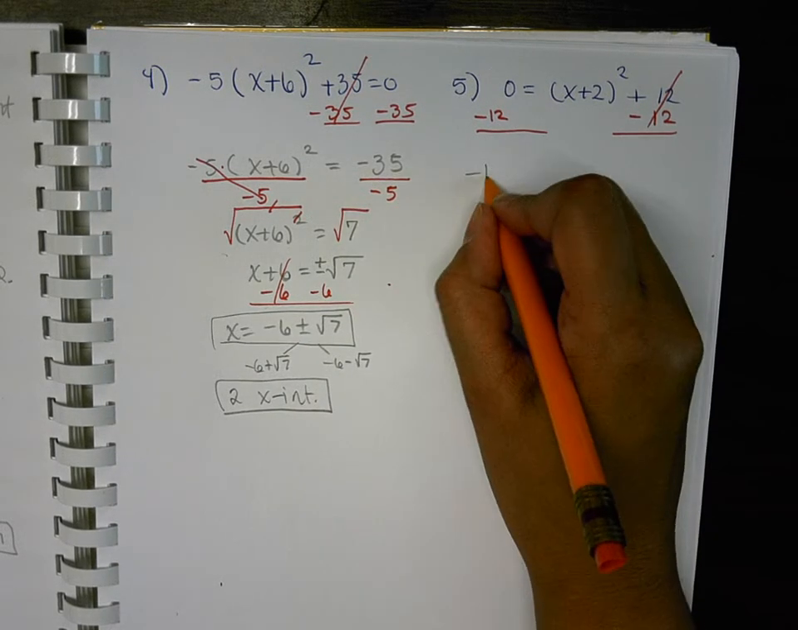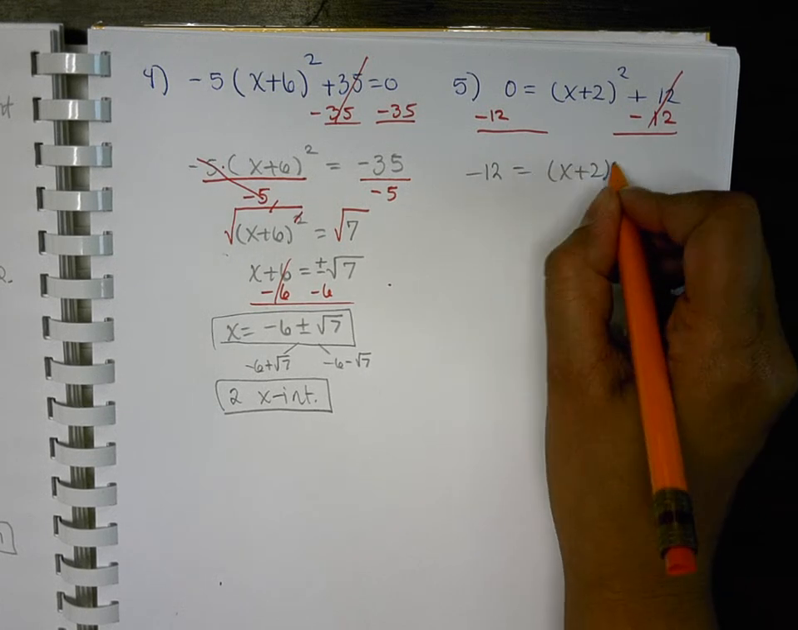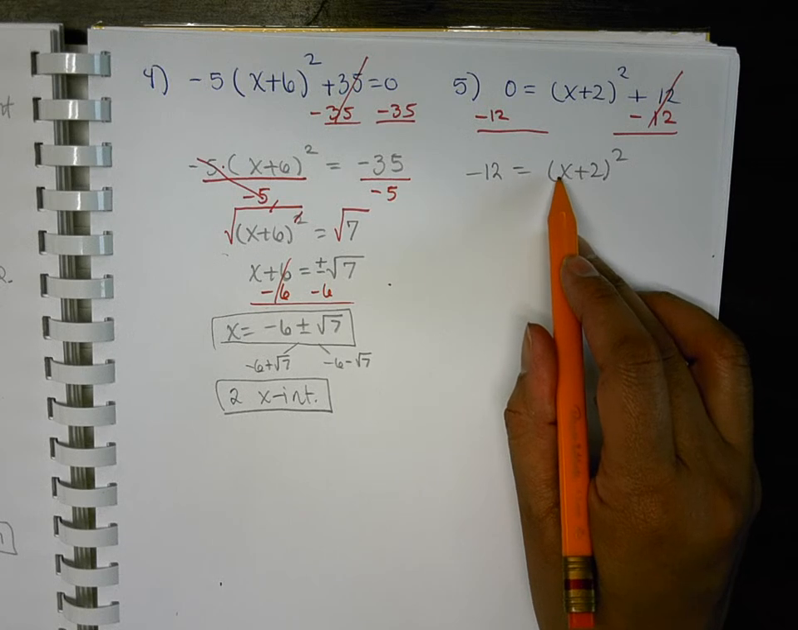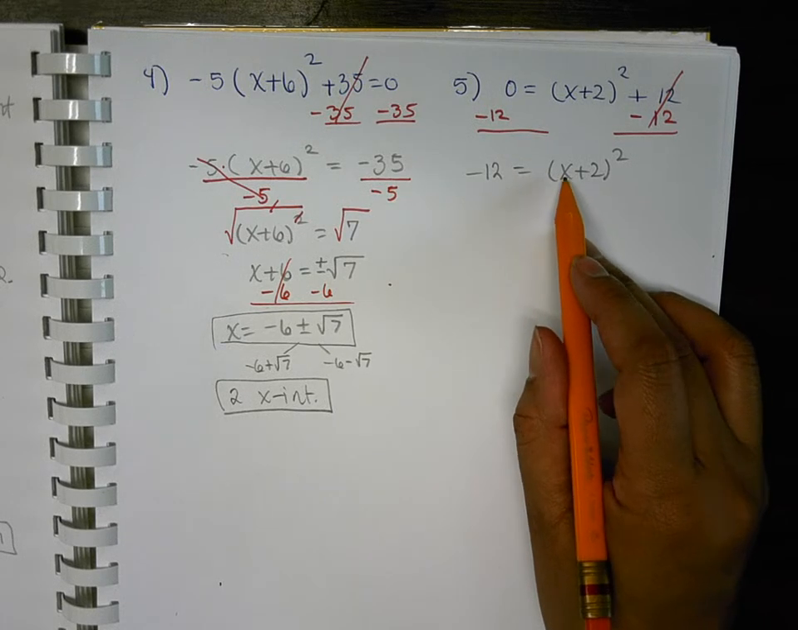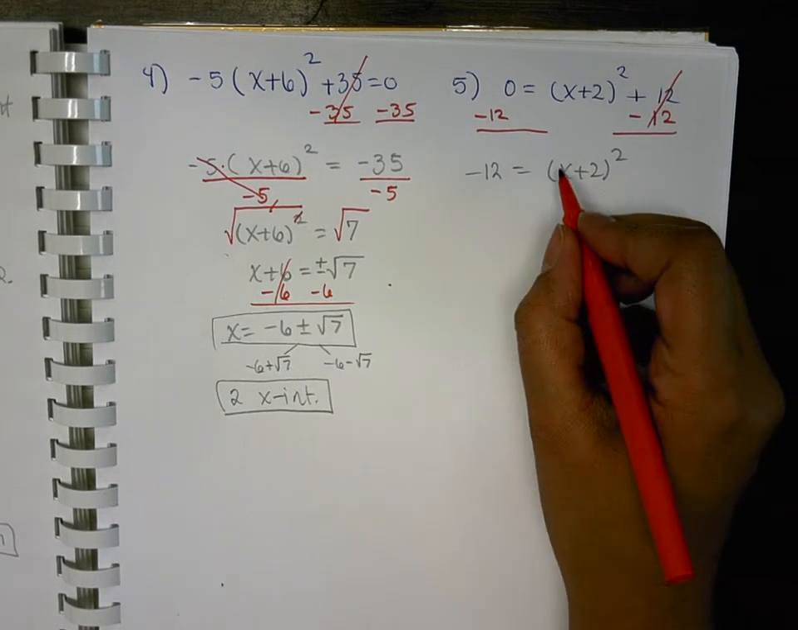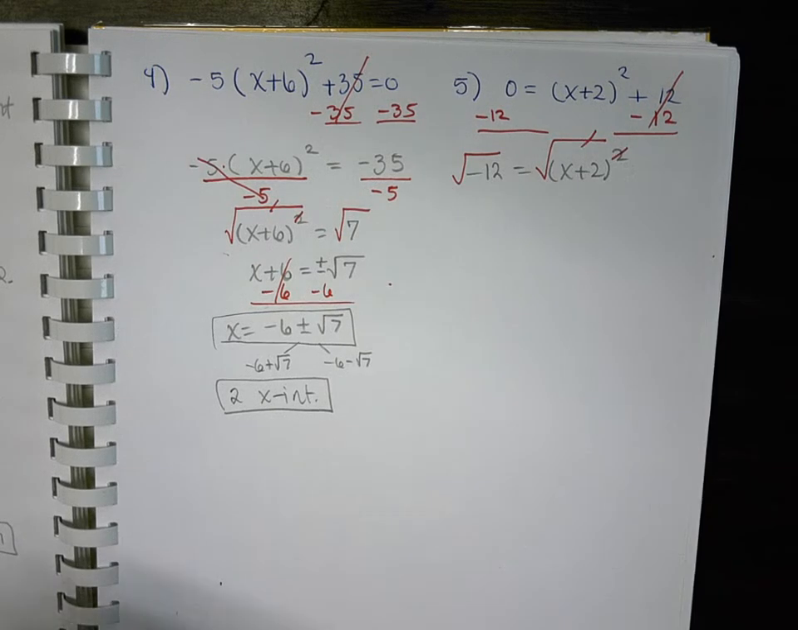-12 equals the quantity of x plus 2 squared. Is there any coefficient here that I have to divide over? 1, which doesn't count. Okay, so what do I do to both sides? Square root. Good job. Square root to undo the squared. Can I take the square root of a negative? No. We cannot, not with real numbers.